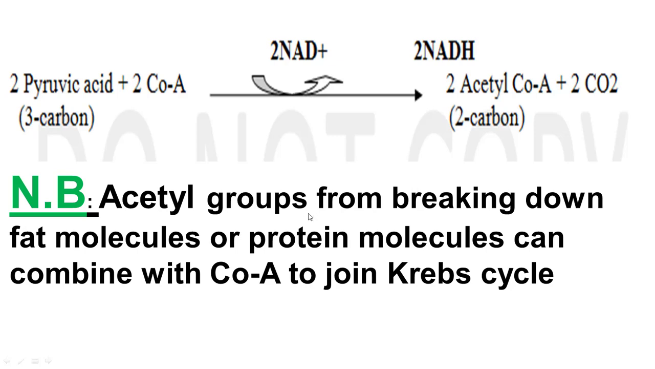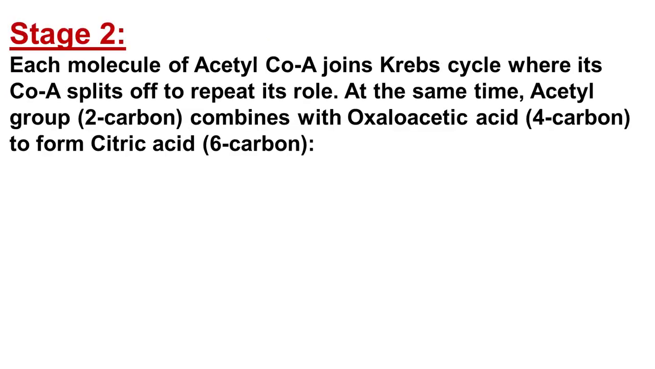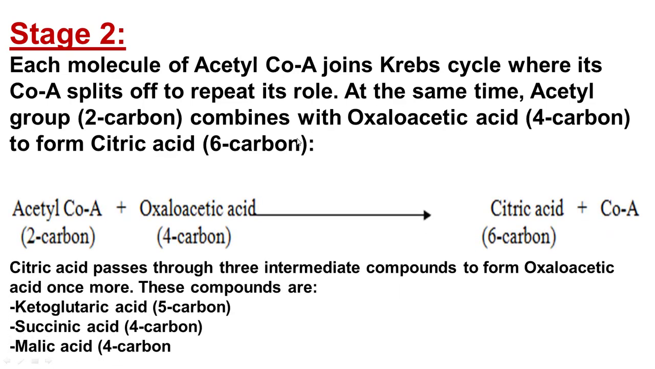Acetyl groups from breaking down fat or protein molecules can combine with coenzyme to join the Krebs cycle, as we said before. Stage 2: each molecule of acetyl coenzyme A joins the Krebs cycle, where its coenzyme splits off to repeat its role. At the same time, the acetyl group, 2 carbon, combines with oxaloacetic, 4 carbon, to form citric acid, 6 carbon. Citric acid passes through 3 intermediate compounds to form oxaloacetic again. These compounds are ketoglutarate, 5 carbon, succinic, 4 carbon, and malic acid, 4 carbon also.